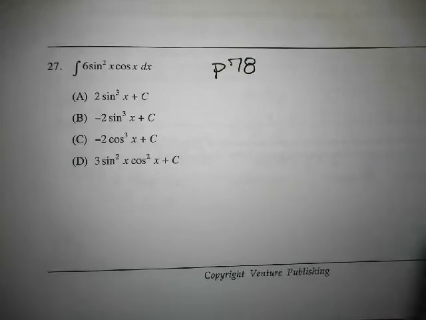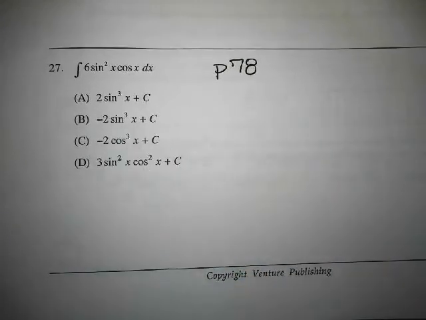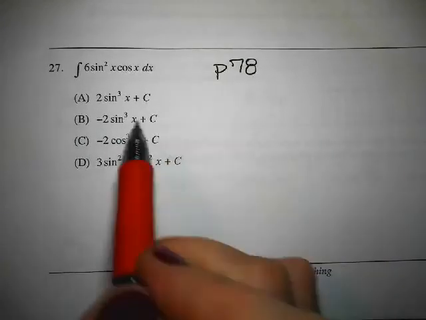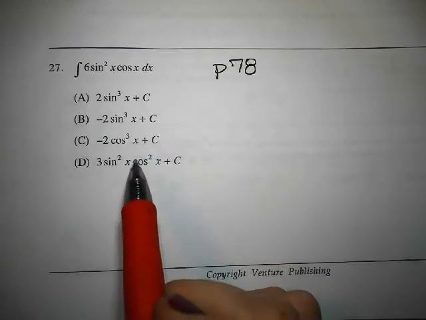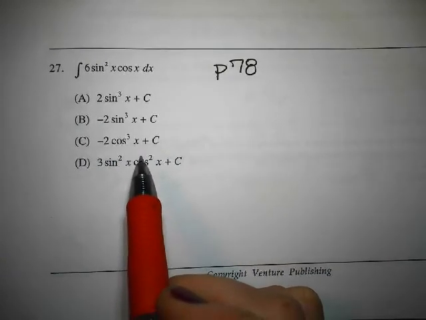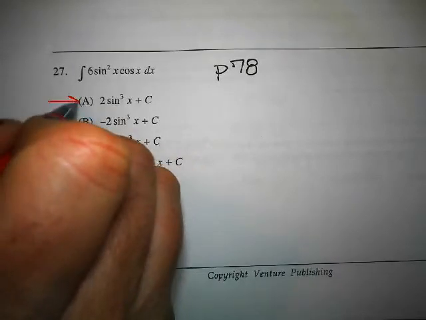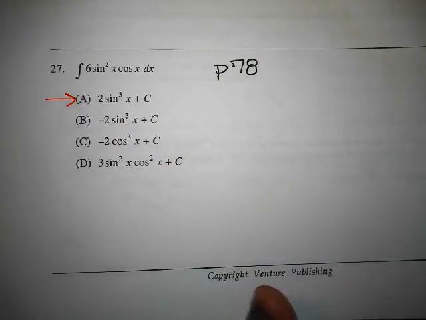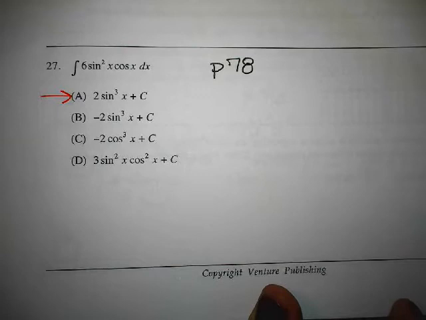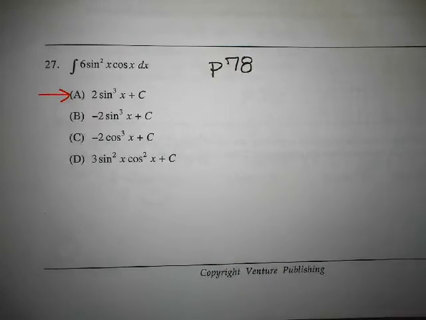Okay, now I'm looking at page 78, number 27, and there's actually a mistake in the back of the book for this one. The correct answer for this one is A. Back of the book says C, so if that was the part that was confusing to you, know that it is correct if you chose A. Here's how we do it.